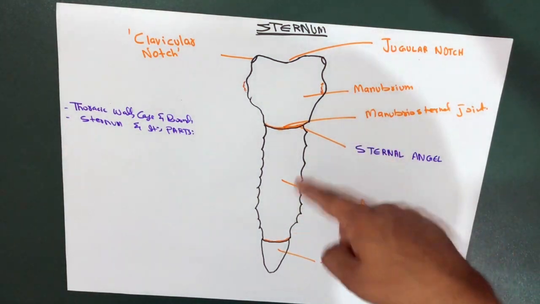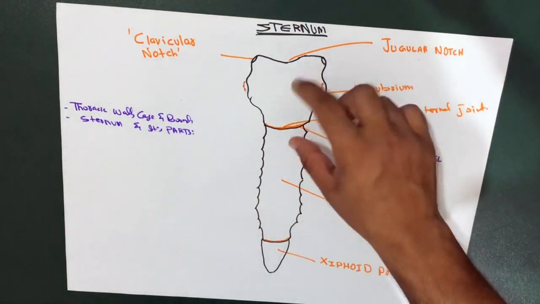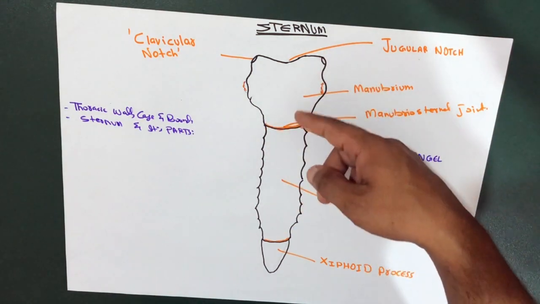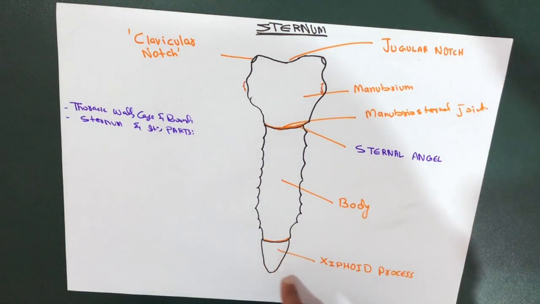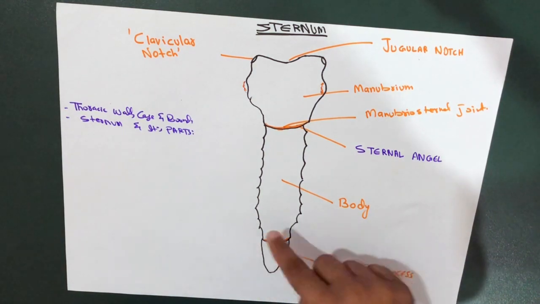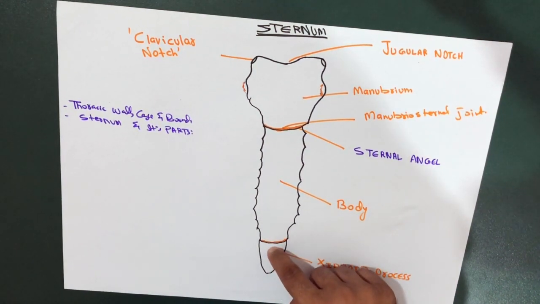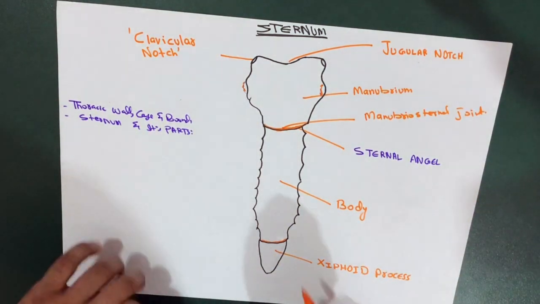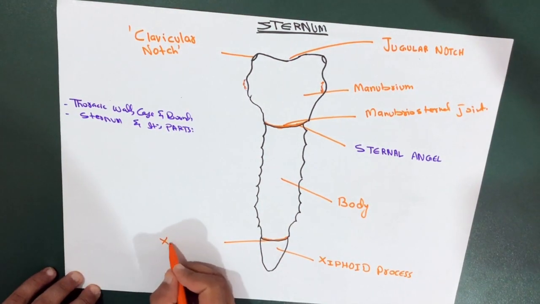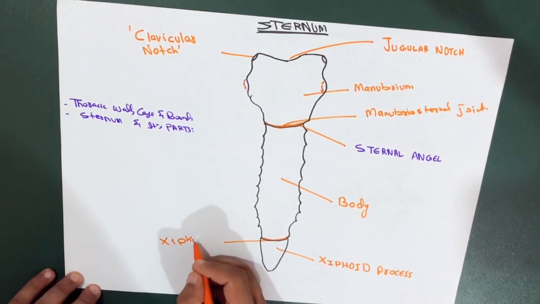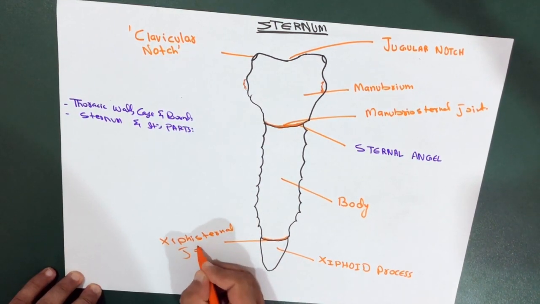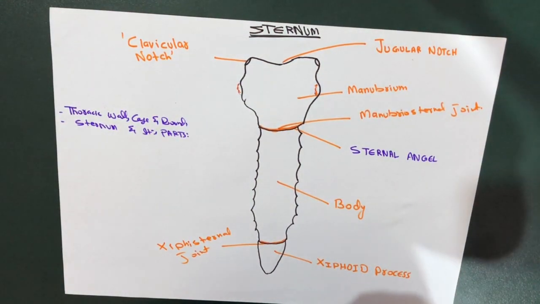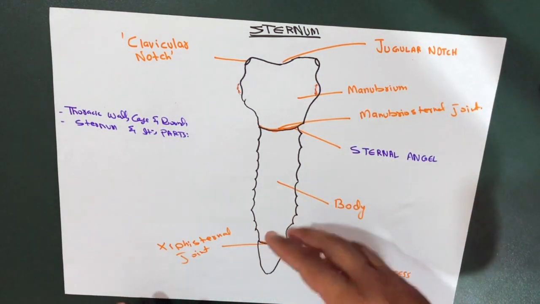Now let's talk about the body of the sternum. The body of the sternum forms a joint above here, similar to the one we have already talked about, that is the sternal joint. But we have another joint over here, which forms with the xiphoid process. This is actually a cartilage. So this joint is called the xiphisternal joint. Let me mention this one as well: xiphisternal joint.